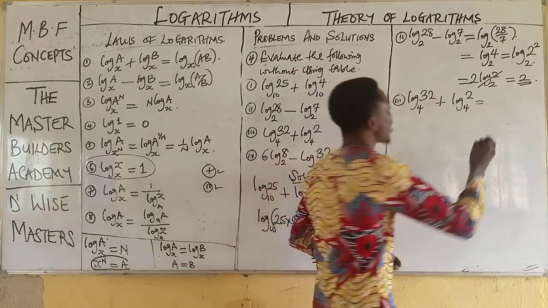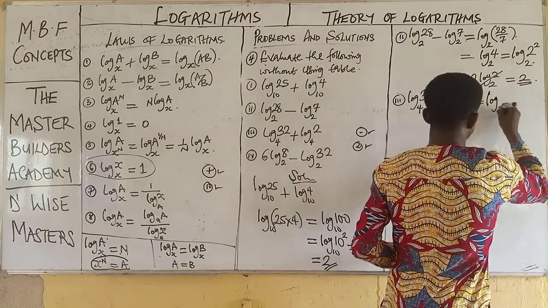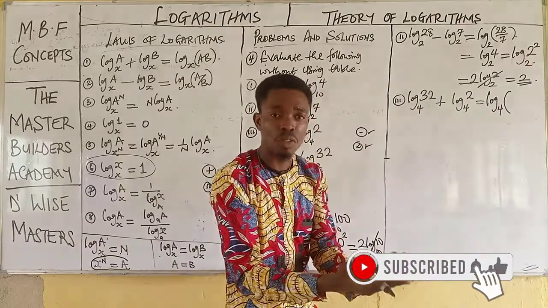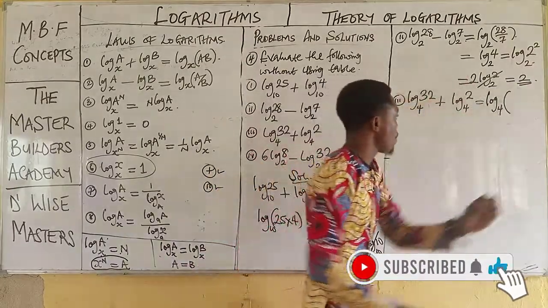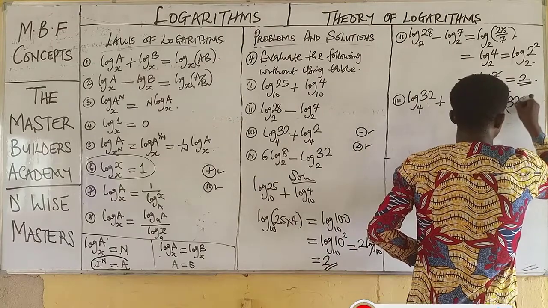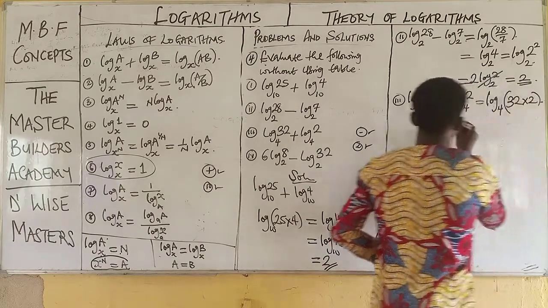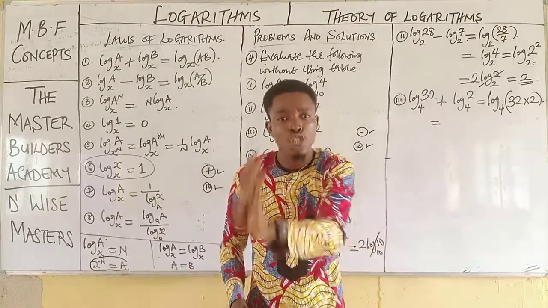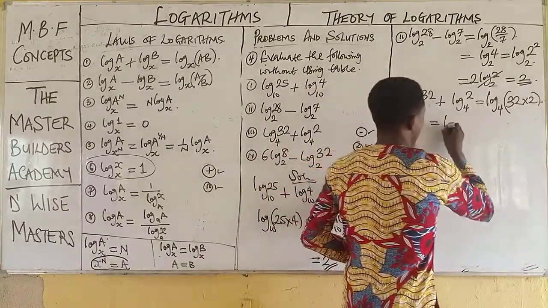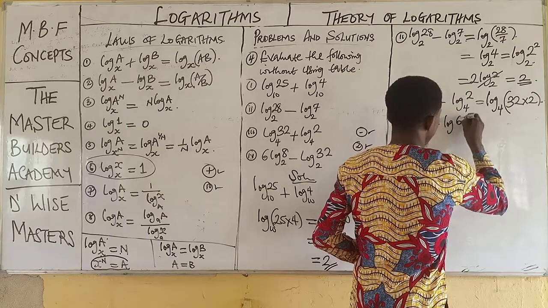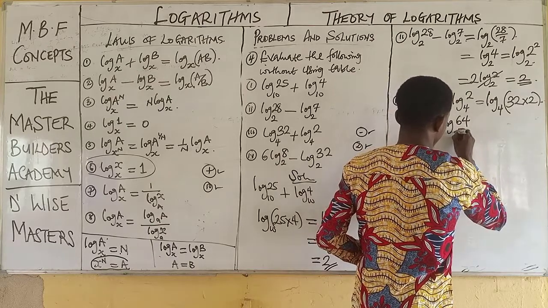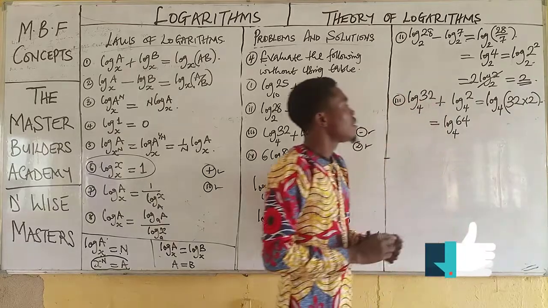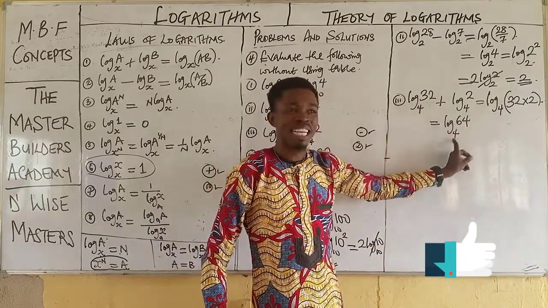Then we can now pick one of the log to the base. Then addition turns to multiplication. We will equally multiply the numbers. This becomes 32 multiplied by 2. And now guys, 32 multiplied by 2 would have given us 64. Then I have log 64 base 4. Now, 64 is bigger than 4.